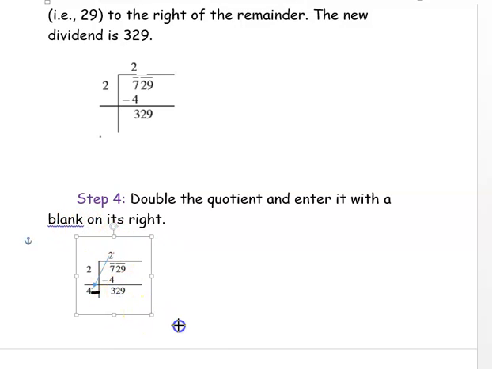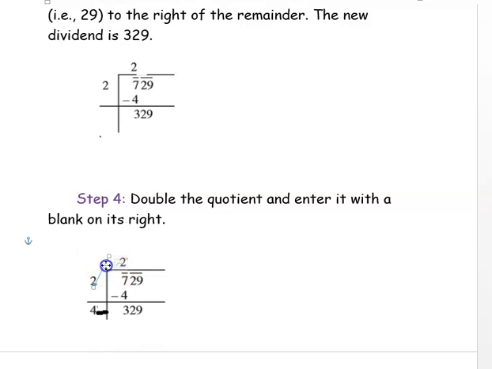Okay, so next step, double the quotient and enter it with a blank on the right. So here the quotient is 2. So I have doubled the quotient, that is 2. I have written it with a blank here. So 2 doubled will become 4 and I have written it with a blank here.